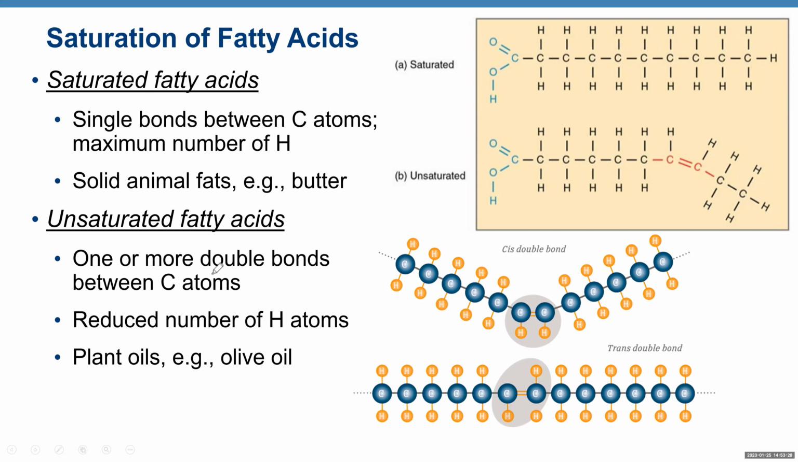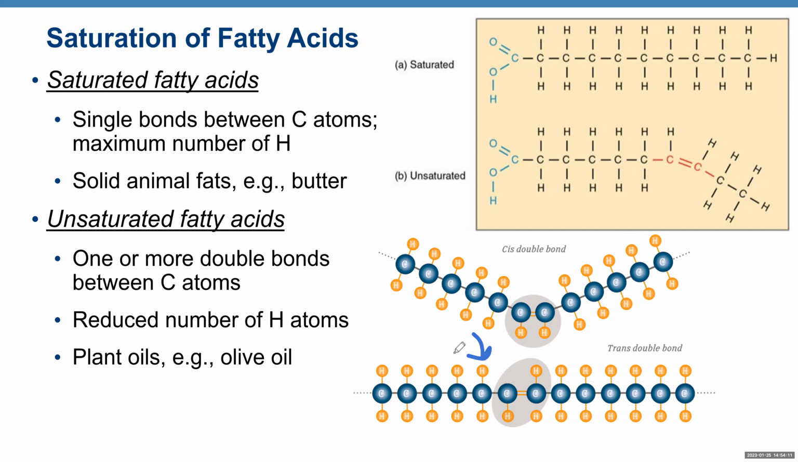Unsaturated fatty acids have 1 or more double bonds between carbon atoms. If you look over here, you see this double bond between carbons, and because we have a double bond, we have less hydrogen. So we are not saturated with hydrogen. We reduce the number of hydrogen atoms. An example is plant oils, for example, olive oil. Here we have a double bond, so that's obviously an unsaturated fatty acid, and it has this kink, so it's not a straight linear molecule.